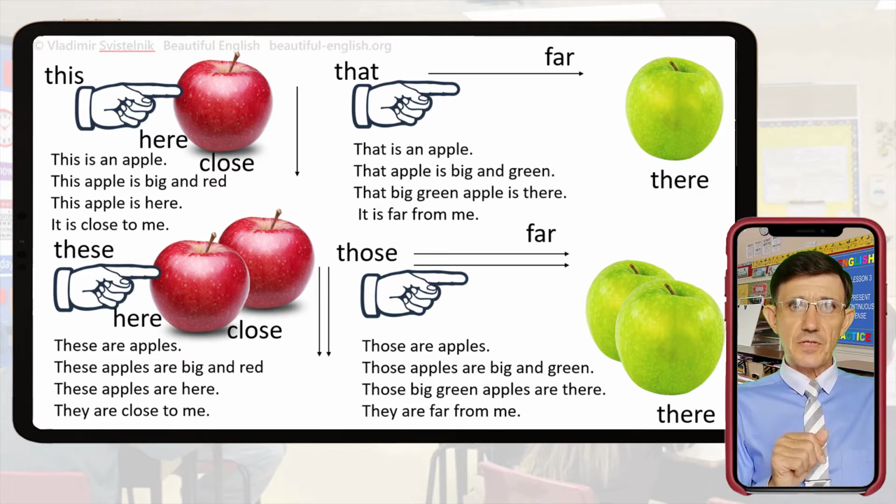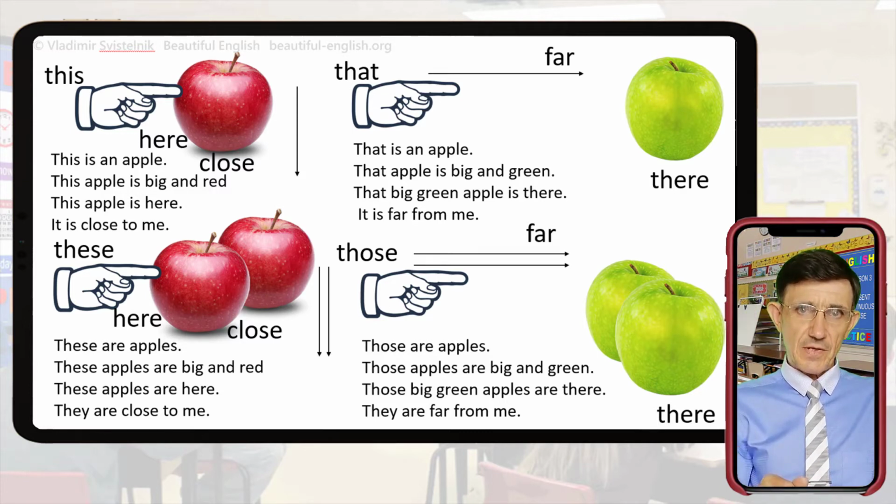If an object, objects, or a person, people are far away from us, there, we use the demonstrative pronouns that, those. We say, that is an apple. The pronoun that indicates that the apple is far from us, there. Or we give additional information about that object or a person. That apple is big and green. That big green apple is there. It is far from me.